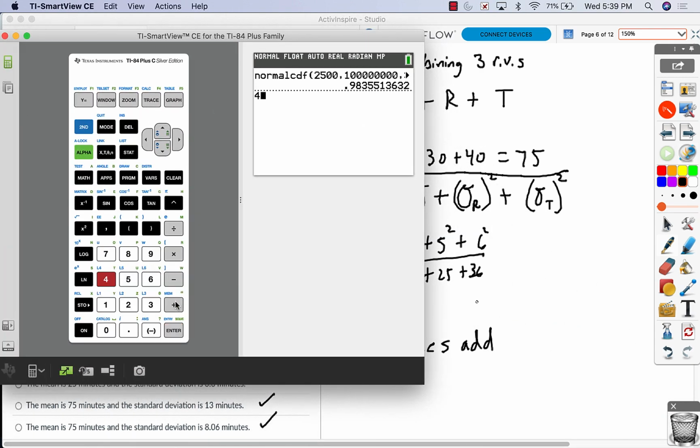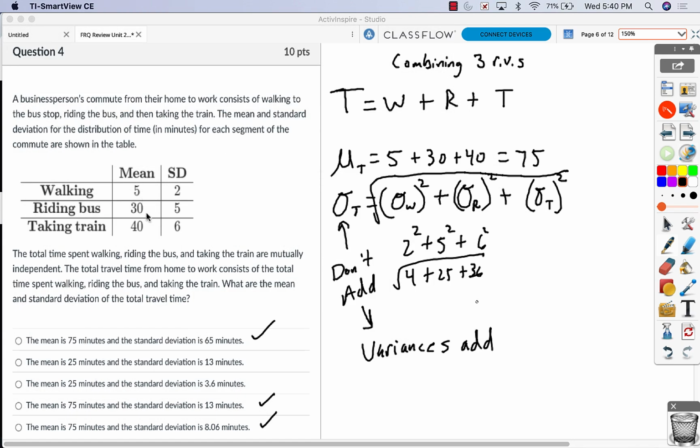Two squared is 4. 5 squared is 25. 6 squared is 36. Those are allowed to add. So 65 is the variance. If we take the square root of that, we get 8.06. Okay? So whenever you're combining random variables, this is always going to be your formula.